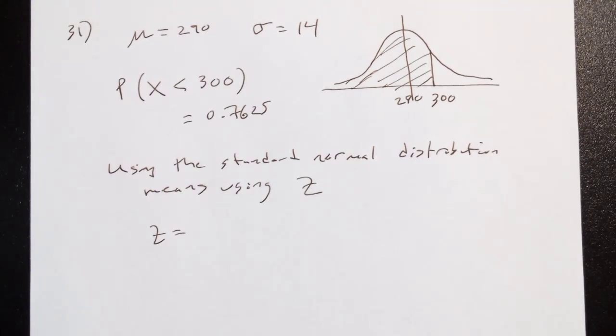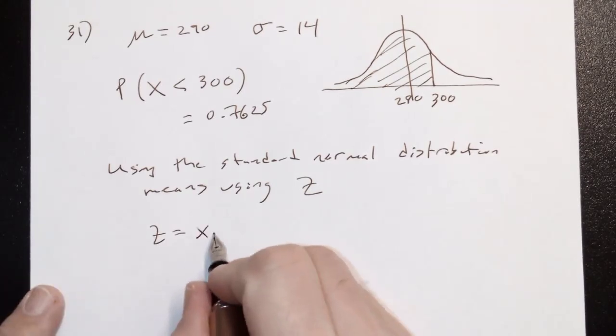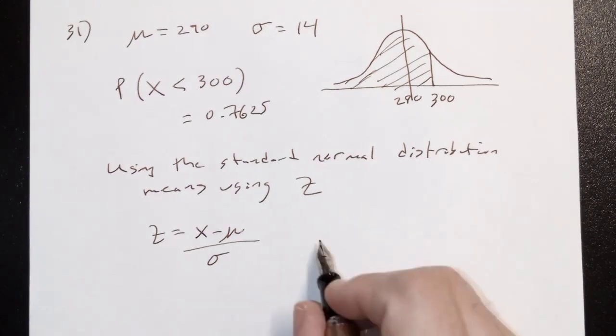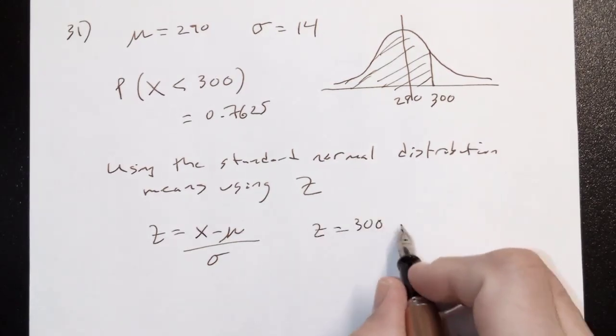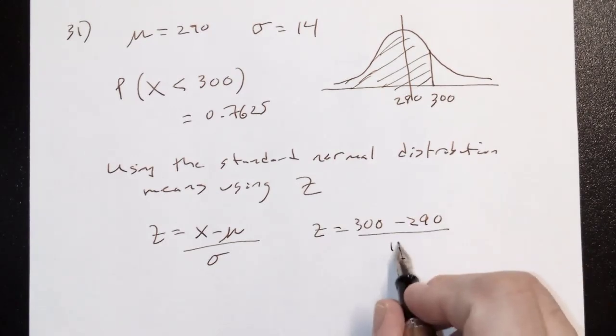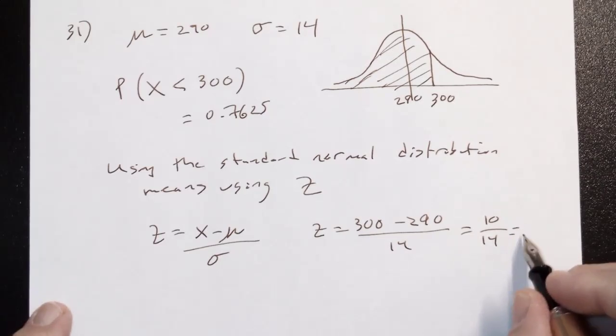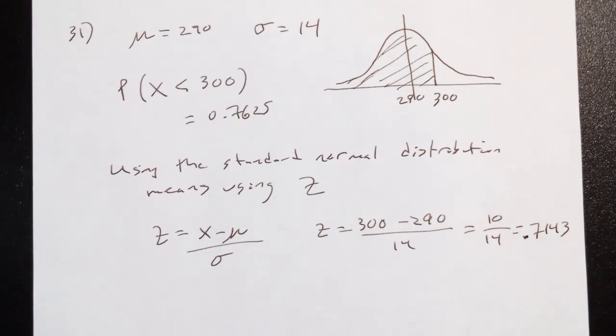The z-score is x minus mu over sigma, that is, x minus the average over the standard deviation. So in our case, that's 300 minus 290 over 14. That's 10 over 14, which as a decimal is about 0.7143, and we can put that in as our z.